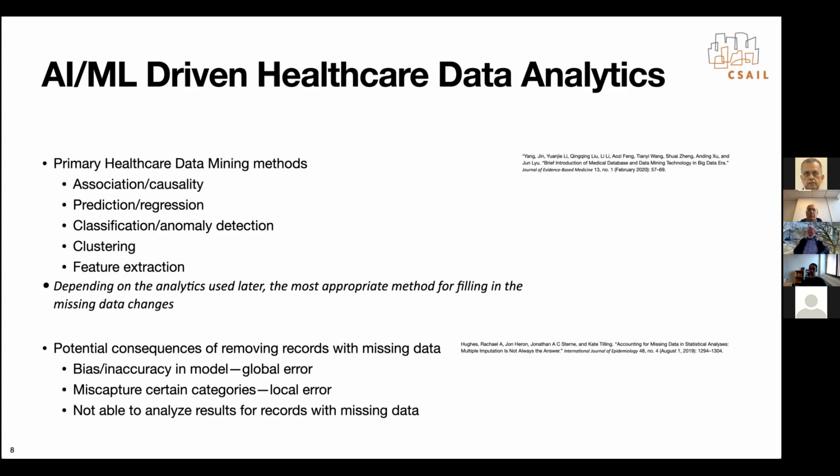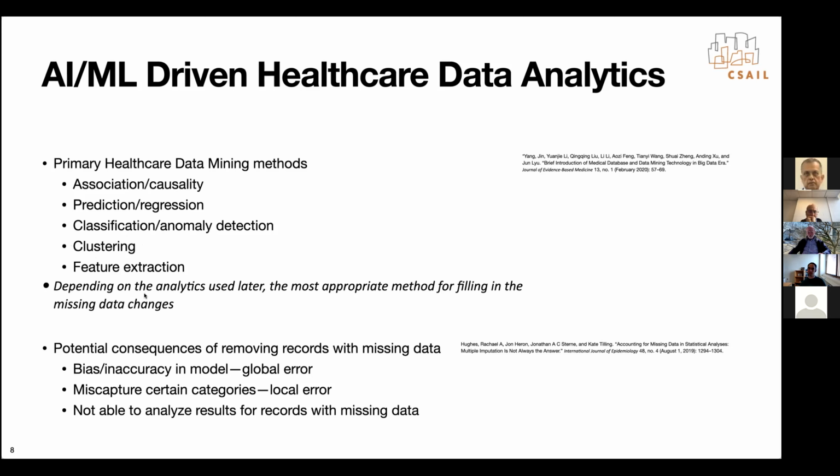Well, what is it that we're trying to do with this data? The primary approaches to mining healthcare data are looking for associations or causality, and building predictive models that are usually regression models. So you're trying to predict what will happen at some point in the future based on data that you've collected up till now. There are also classification models and anomaly detection models that make some discrete prediction. We're also interested in identifying clusters of patients who are similar in some interesting way. And then we're interested in doing feature selection.